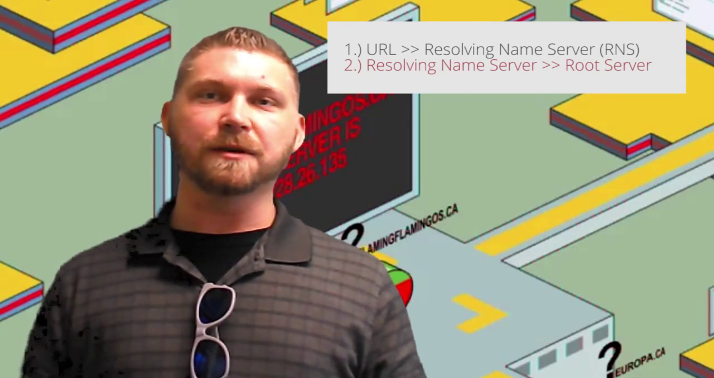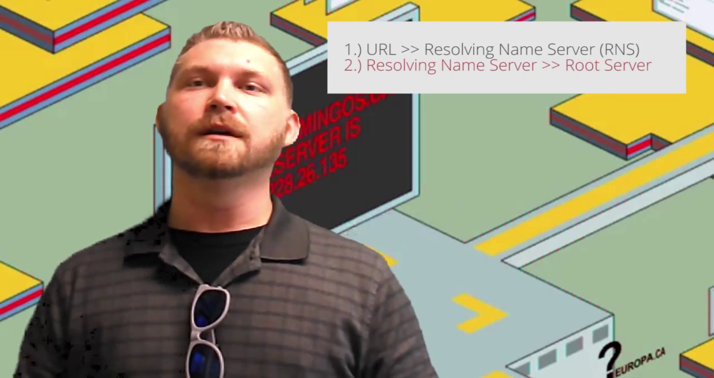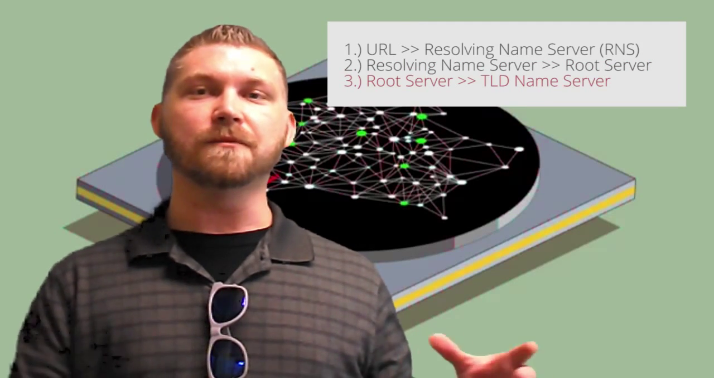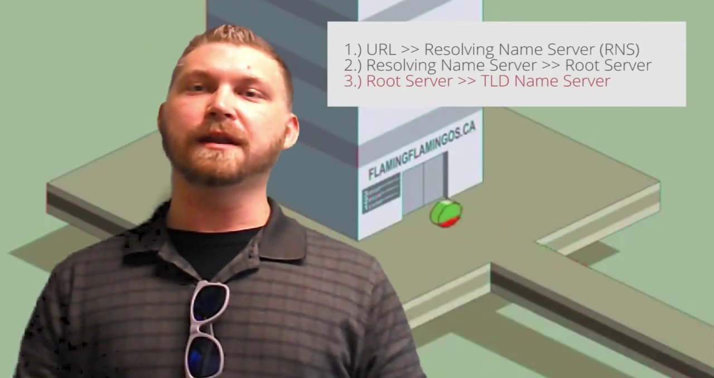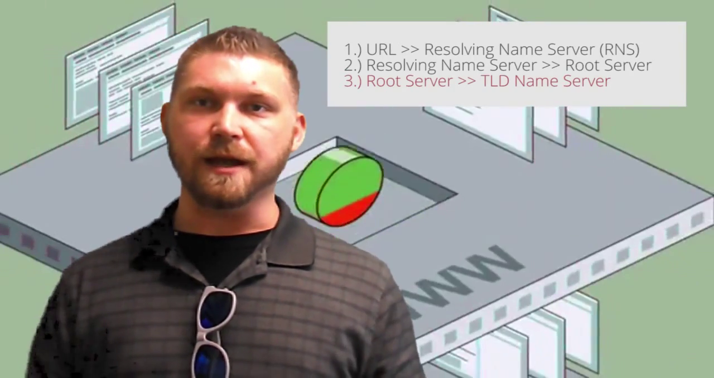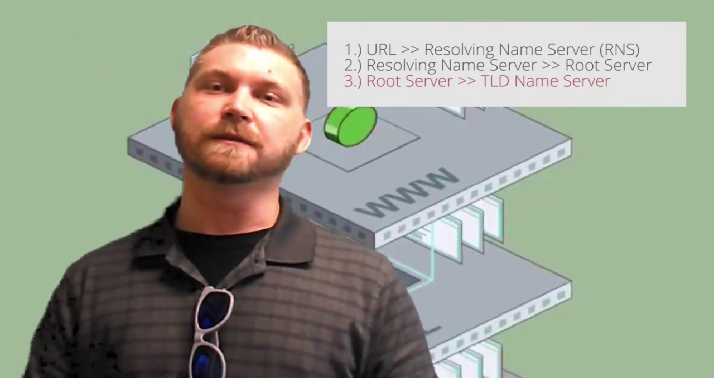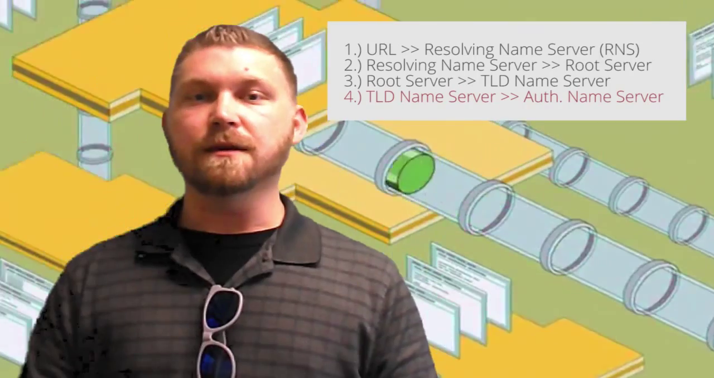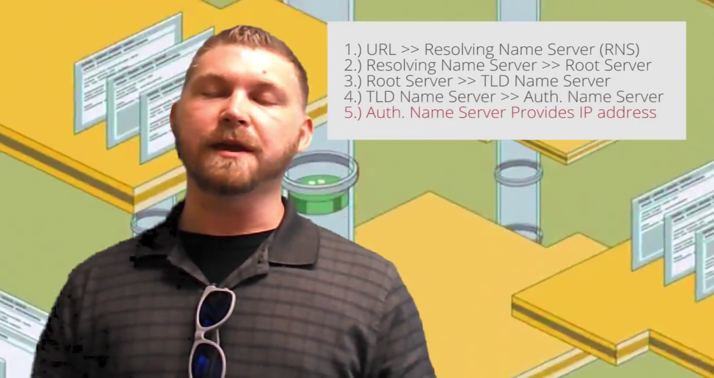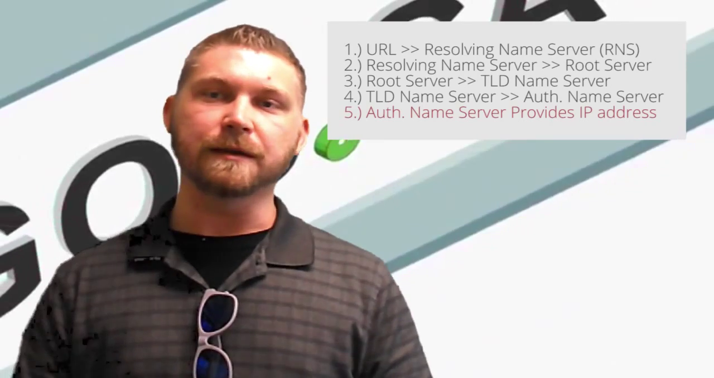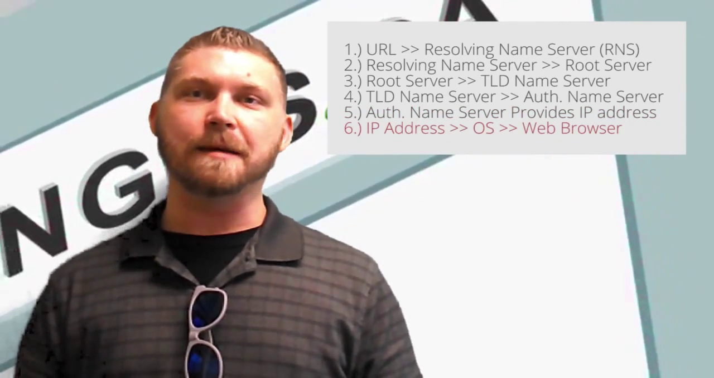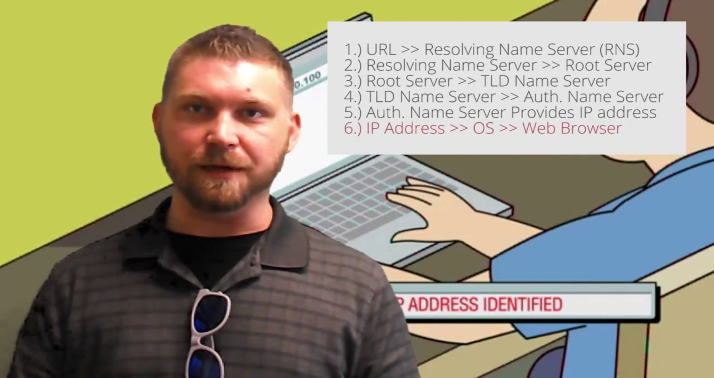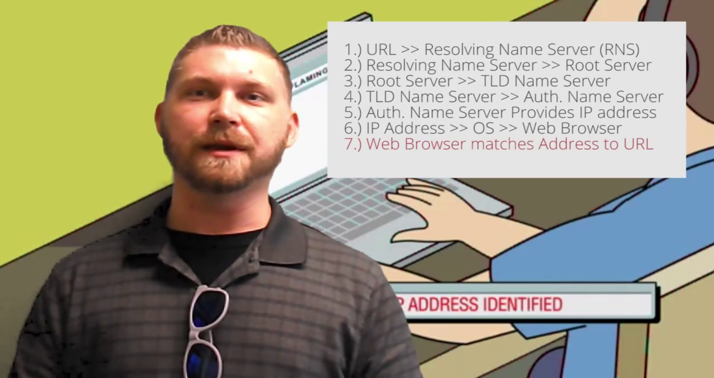If you have entered www.facebook.com, the root server would direct the resolving name server to the .com top-level domain server. With the help of the domain name registrar, such as GoDaddy, the .com TLD server will direct the resolving name server to the authoritative name server. The authoritative name server for your particular domain will provide the IP address to the resolving name server. The resolving name server then passes the IP address to your computer's operating system, which then passes the IP address to your web browser. Now you are able to visit the web page you requested.